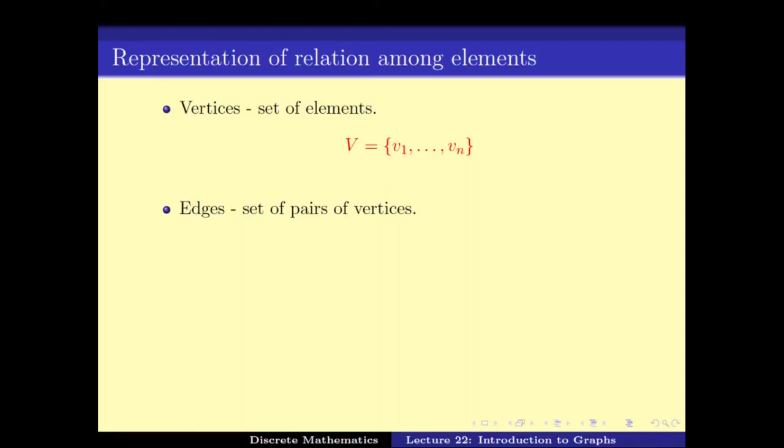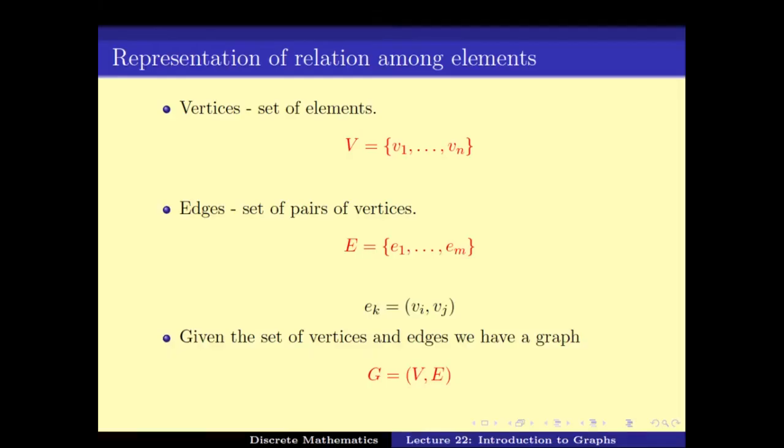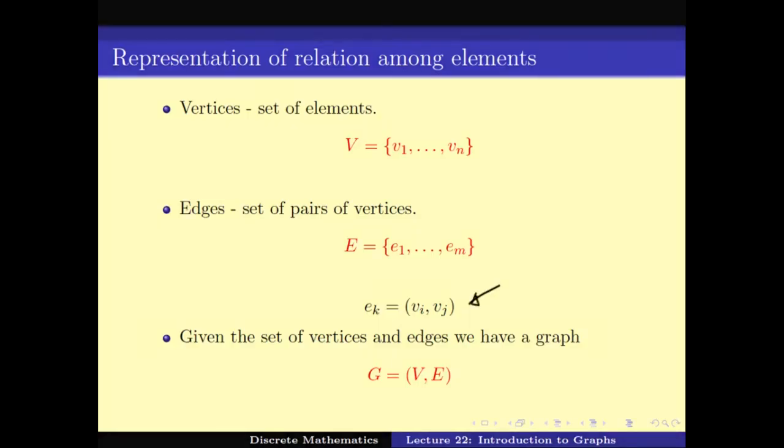So edges are sets of pairs of vertices. In other words, if I denote the set of edges as E, E is equal to E1 to Em, where each Ek is of the form some (Vi, Vj), which means that Vi and Vj are related. So if someone gives you the set of vertices and the set of edges, that gives us the graph, which is called G equals (V, E). So this graph is nothing but a set of vertices and a set of binary relations. So E is a subset of V cross V.